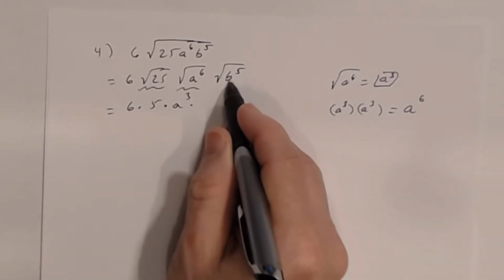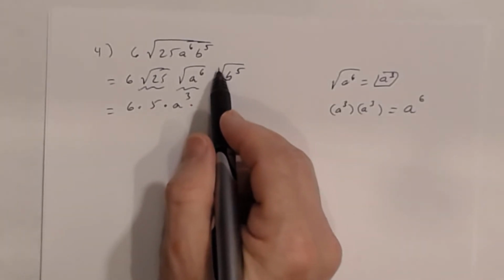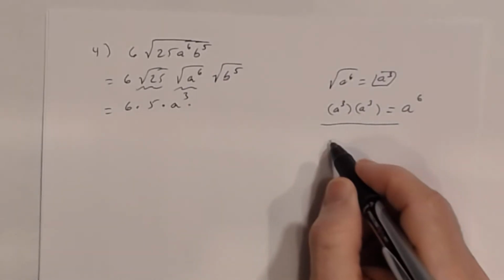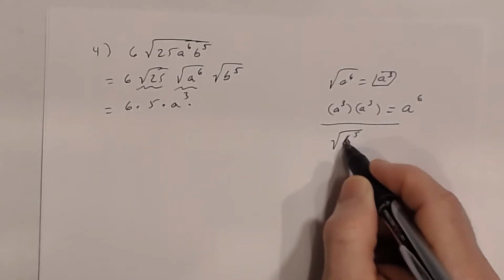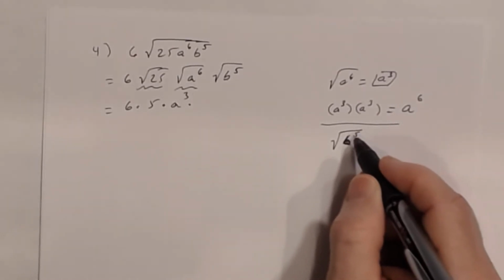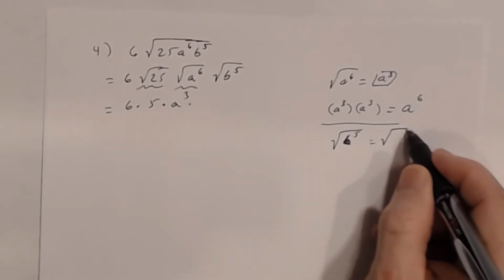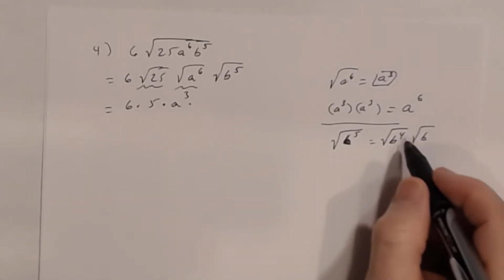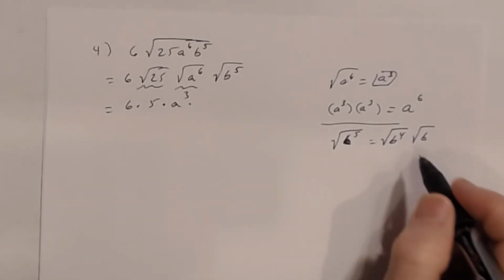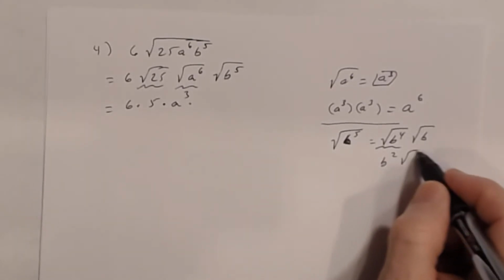Now, I can simplify this because 5 is greater than or equal to 2, but it's not divisible by 2. So let's think about how to simplify this further. So the square root of b to the 5th. What whole number less than 5 is divisible by 2? That's 4. So I can rewrite this as the square root of b to the 4th times the square root of b. 4 plus 1 is 5. And the square root of b to the 4th is just b squared. I cannot simplify the square root of b.